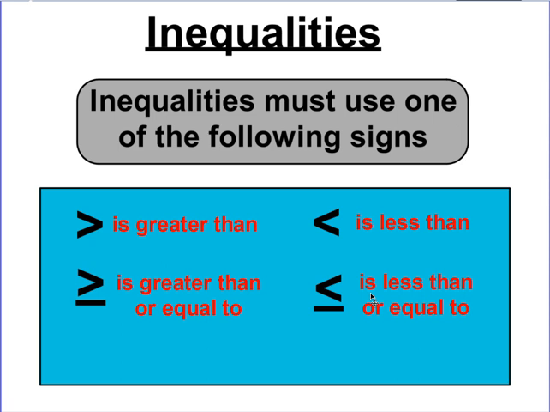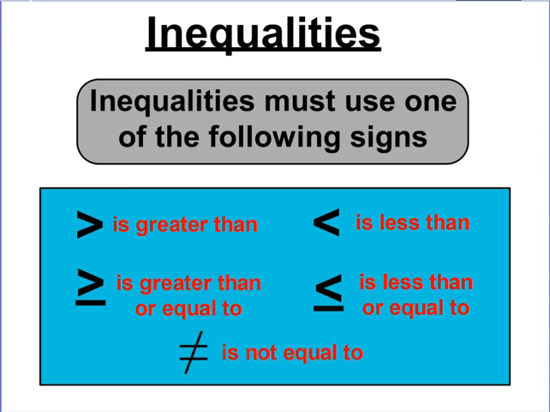Okay? There's one more sign that you may not have seen, and it looks like this. It's an equal sign, but it has a slash through it. Usually when you see a slash through something like that, it means do not or opposite or something like that. Here it means not equal to. So two things are not equal to each other.